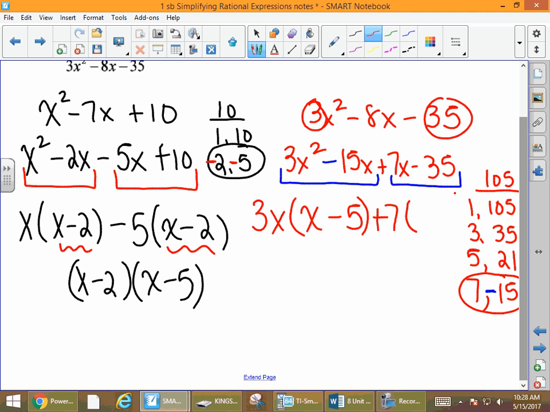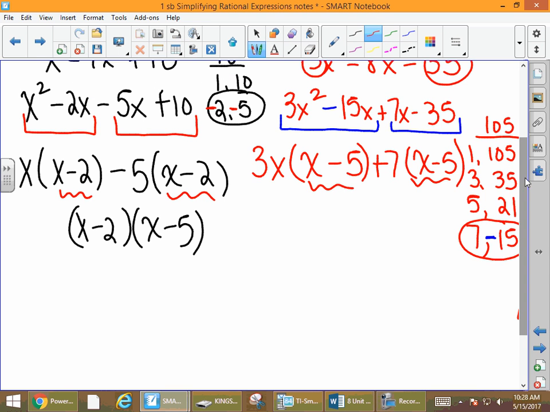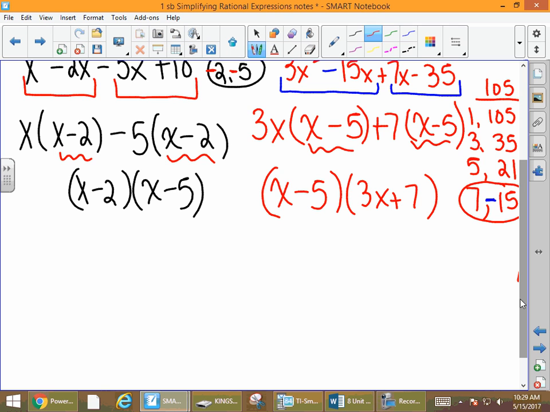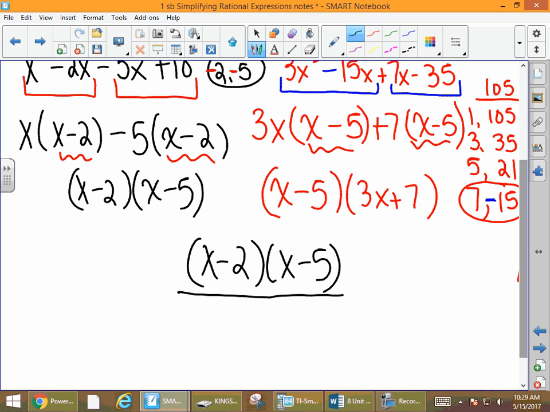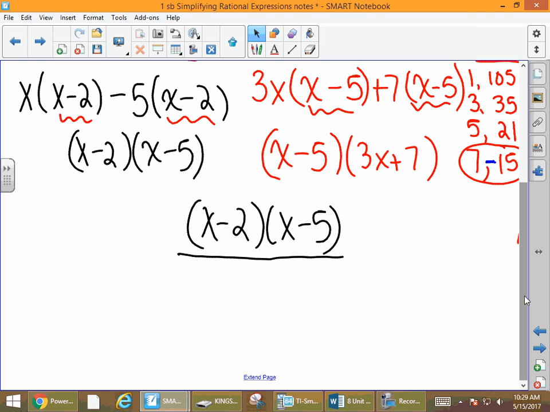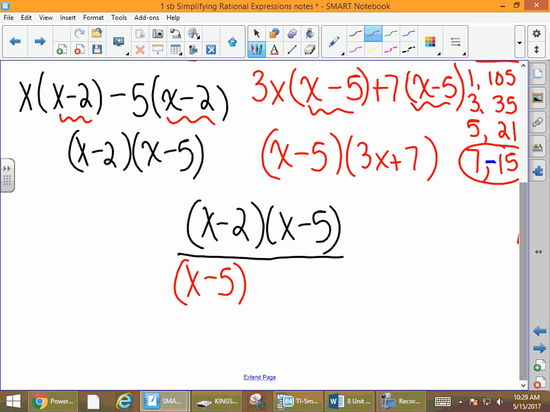Over here in our next group, when we factor out the 7, the GCF, we're left with x minus 5. 7x divided by 7 is x. 35 divided by 7 is 5. And when we simplify the denominator of our entire rational expression, we have x minus 5 and 3x plus 7. So when we put this all together here, and I'm really sorry because I know that I probably didn't leave you enough space. X minus 2 times x minus 5 is what we have in the top when we factor our numerator. X minus 5 times 3x plus 7 is what we get when we factor our denominator.